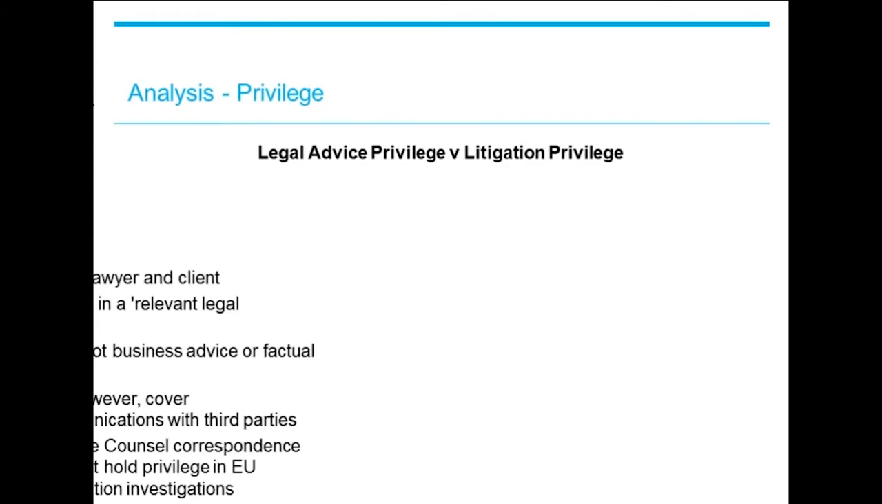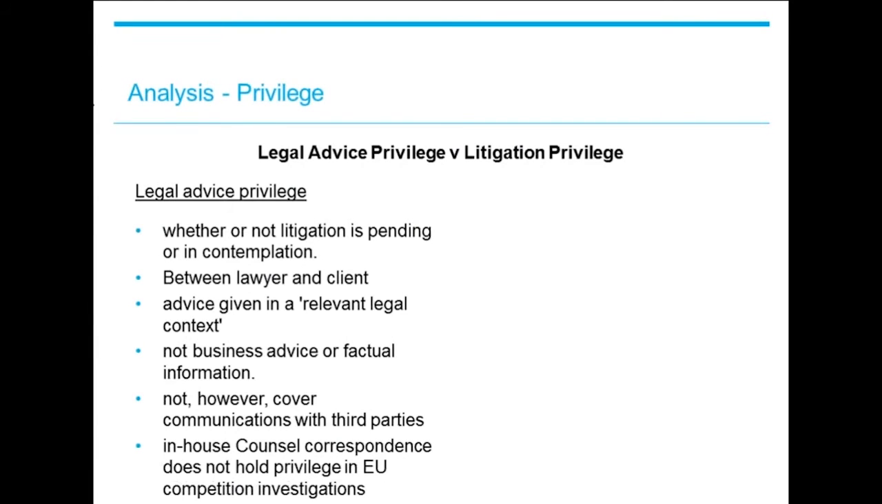So there are a couple of types of privilege to consider. The first is legal advice privilege. As most of you will be aware, this covers general legal advice whether or not litigation is pending or in contemplation. It also extends to advice given in a relevant legal context, but not to business advice or factual information. It does not cover communications with third parties. It will therefore only prevent disclosure of communications between the lawyer and their client.